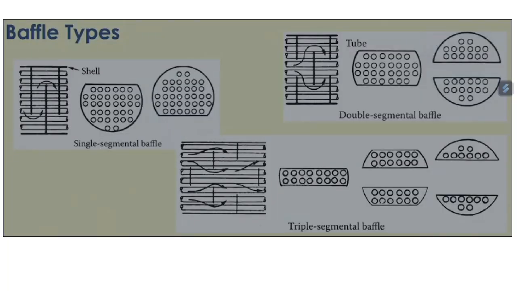Now these are baffle types. You can see this is the side view, but if you see the front view, it will look like this. There are holes drilled through which the tube passes, and alternately the tube is arranged in this direction. We will also be looking at a 3D view so that the idea becomes more clear. And here are some different arrangements like double segmental baffle, then triple segmental baffle.